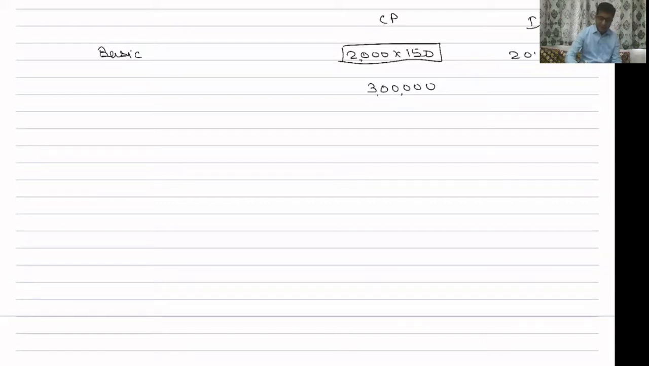अगर मैं cost price पे valuation कर रहा हूं, तो what will the cost price be? 2,000 units into 150, that is 3 lakh rupees. But if I'm doing the valuation at invoice price, that will be 2,000 units into 200 per unit, that is 4 lakh rupees.